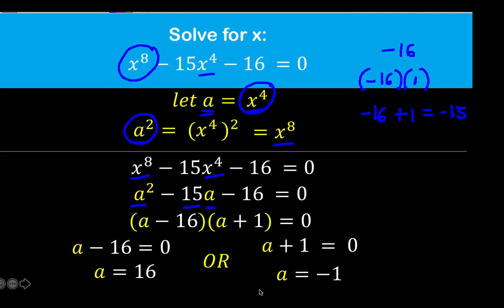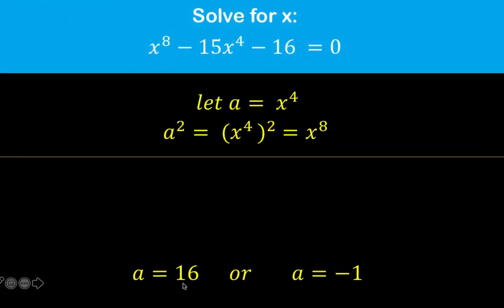At this point, what we have is just the value of a. We do not know yet what the value of x is. And that is what we are going to solve for in the next step. So knowing now that a equals 16 or a equals negative 1, we can substitute these values into a equals x to the 4th.